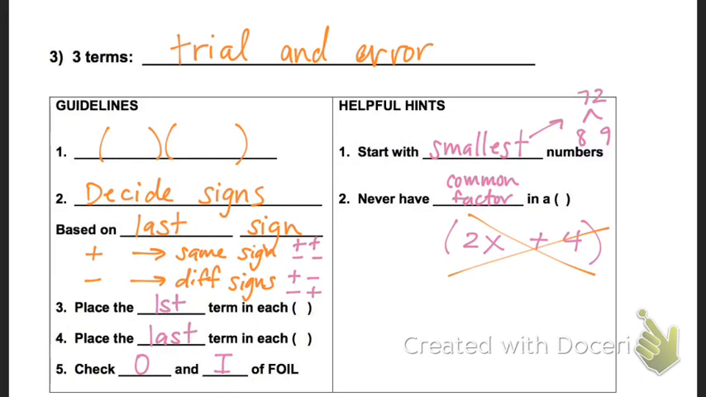Another hint, I guess, before you even start. So I guess step 0 is check for common factors first, because you can pull those out and that makes factoring easier. So that's step number 0.